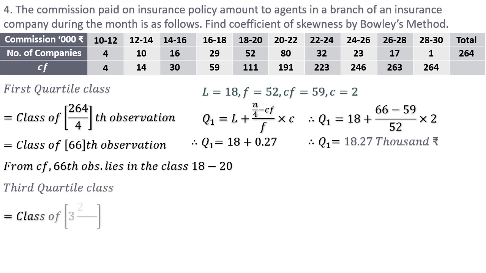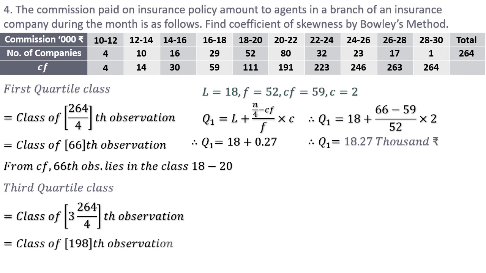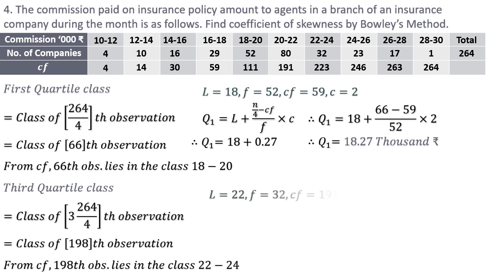Next, the third quartile class, that is the class of 3 times 264 upon 4th observation, that is the 198th observation. From the CF, you can see that 198 is in the CF 223. So the class is 22 to 24. And the lower limit for the class is 22. The frequency is 32. The CF is 191 and the class length is 2.